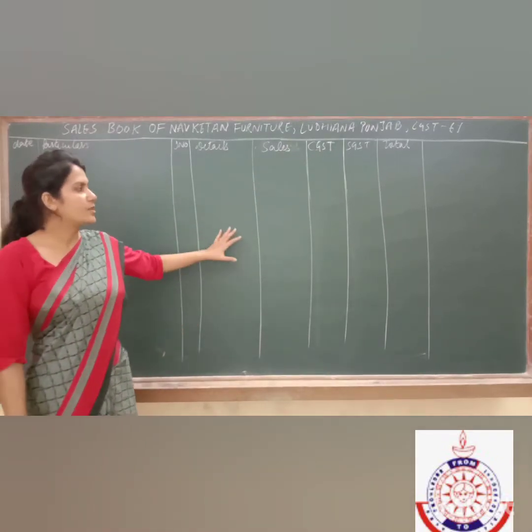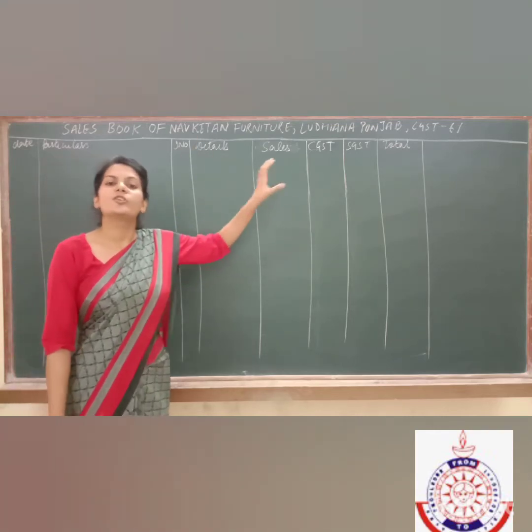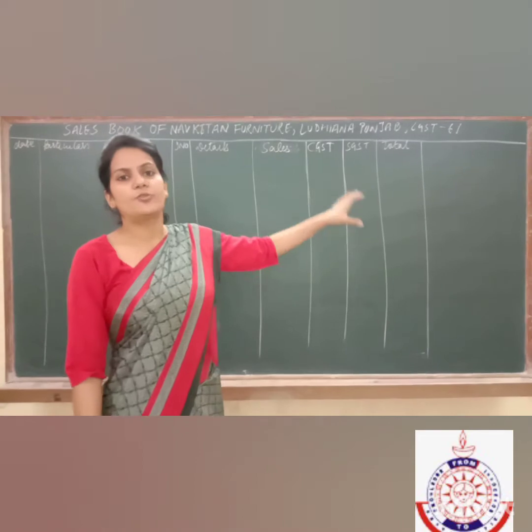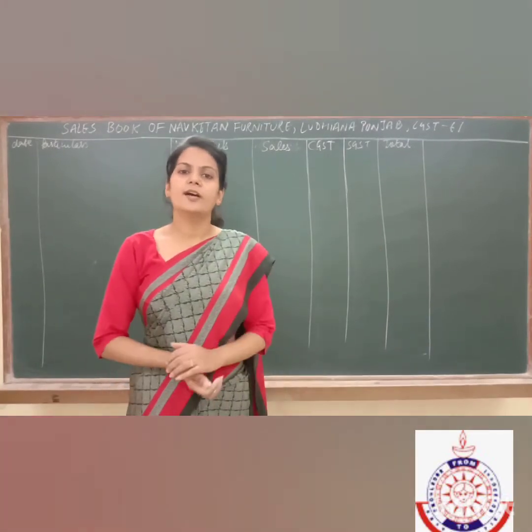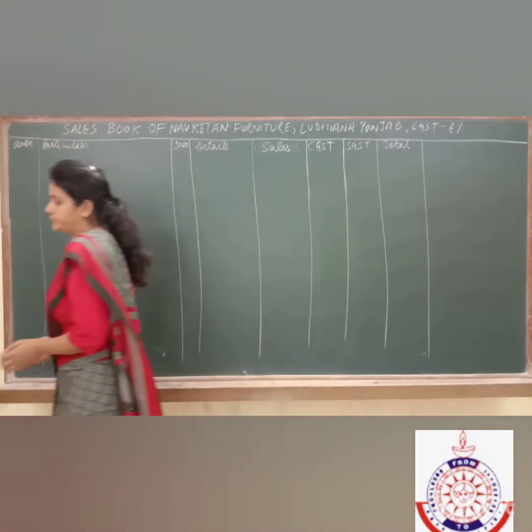Now, just like purchase book, first of all you are going to record the transaction in the sales book, then you are going to pass some journal entries, and then you have to make the respective ledger accounts. Got it? So now let's start with sales book.